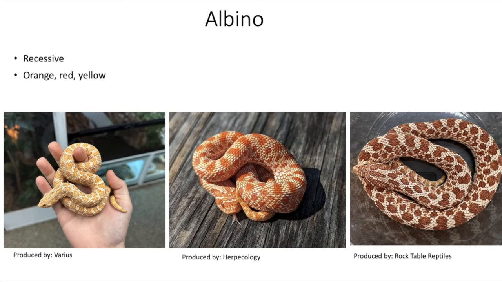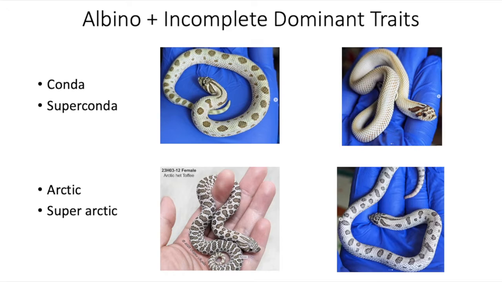And they have quite a bit of variety with just a regular albino. You have some that are more of an orange color, you have some that are red, and you have some that are yellow. And before I start going over the combinations between albinos and other recessive genes, I want to talk about the two incomplete dominant genes that we know of in hognose snakes and what they look like when combined with the albino gene. So we're going to be talking about the conda gene as well as the arctic.